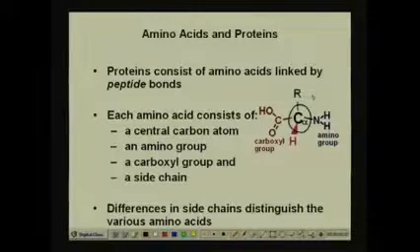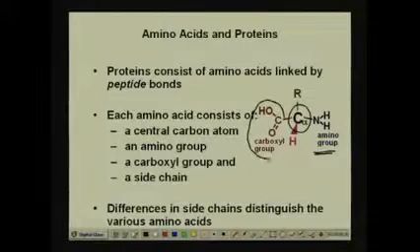To it, we have an amino group. All of you recognize an amino group as the NH2 group. We then have the carboxylic acid group, which is COOH. We also have what is called an R group.